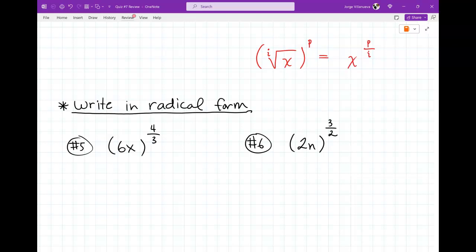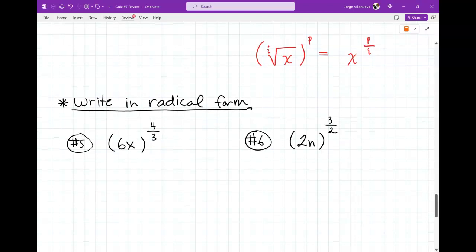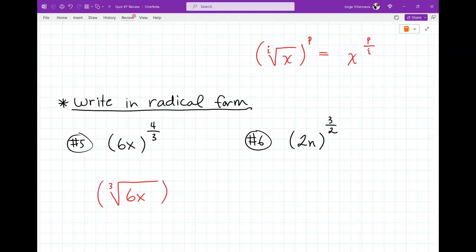So, number 5, using this definition, remember what I told you guys when you do these problems, just write a radical. Whatever's inside the parenthesis, you put it inside the radical. And then what do I put as my index? A 3. And then my power then has to be the 4. And that's it. You're done.